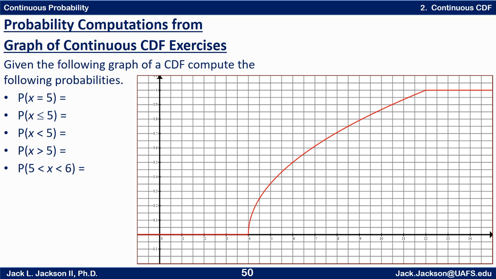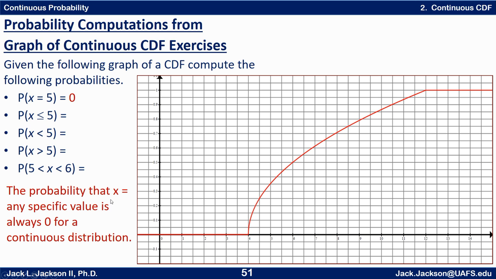What is the probability that x equals 5? You should have an answer already because we don't even have to look at the graph. We know that the probability that x equals any specific value is always 0 for any continuous distribution. It has really nothing to do with the picture. It has to do with the fact that if you're talking about x equals 5, you have no width for your area under the PDF curve. Now you do have a value on the CDF curve, but it's not the probability that x equals 5, it's something else. But the probability that x equals a number is actually 0.